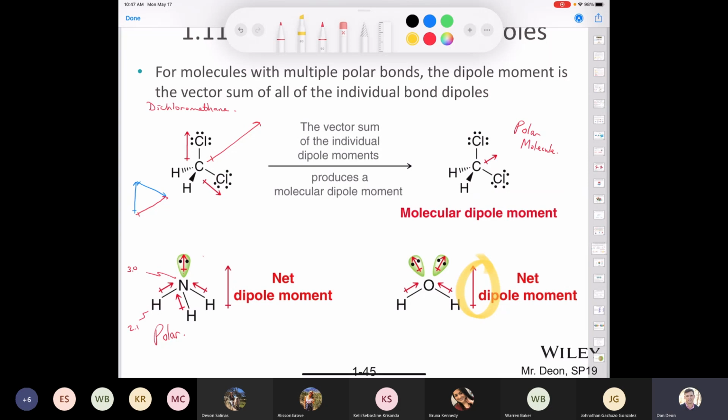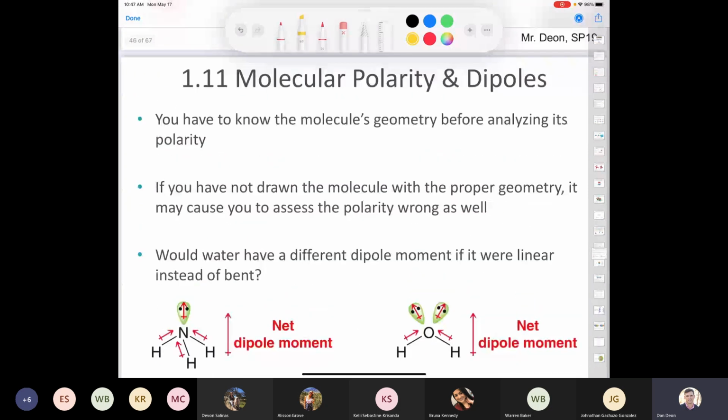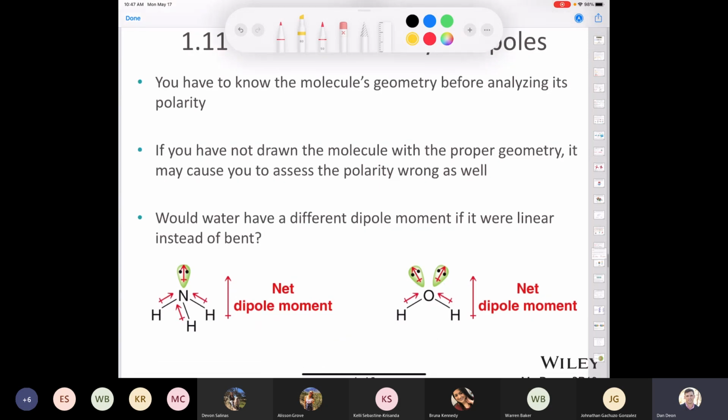So you've got to be able to determine when a molecule is polar and when it is not polar. In order to determine if a molecule is polar, you've got to know the molecule's geometry way before you can do anything else. You've got to be able to draw the proper molecular geometry. If it's not drawn properly, you won't be able to assess the polarity nearly as well. It'll be very difficult to do that.